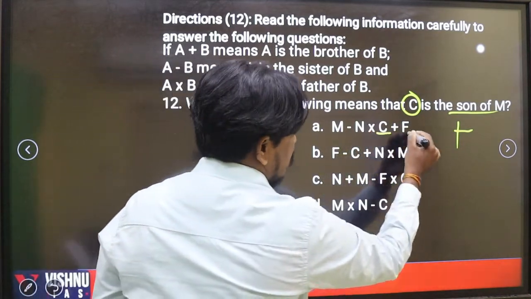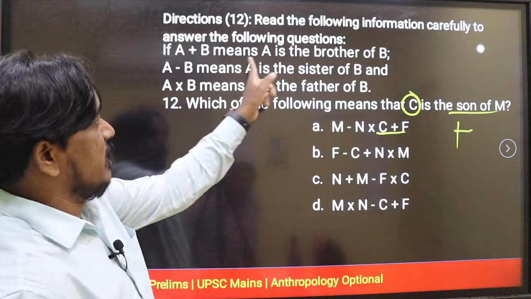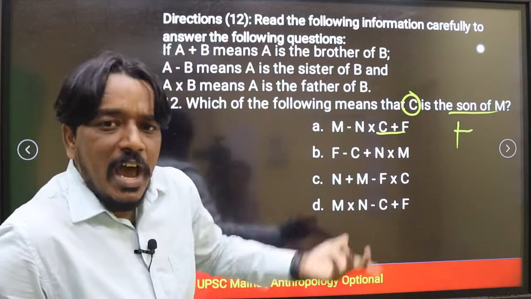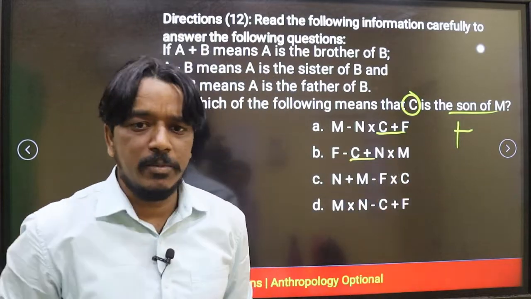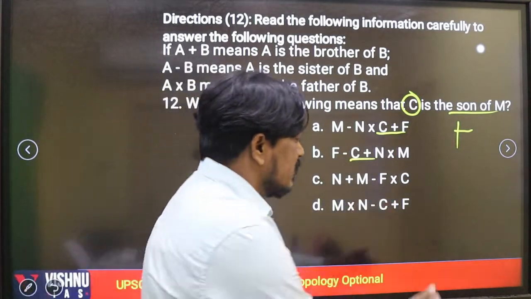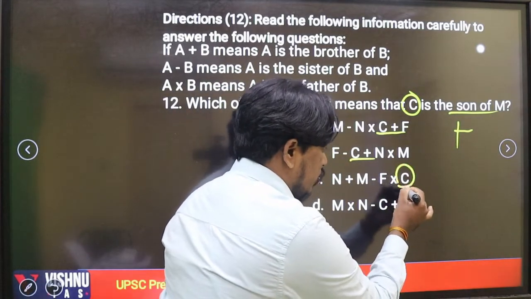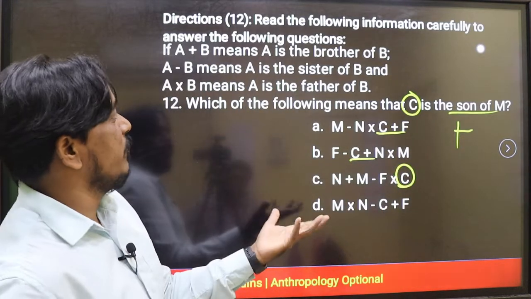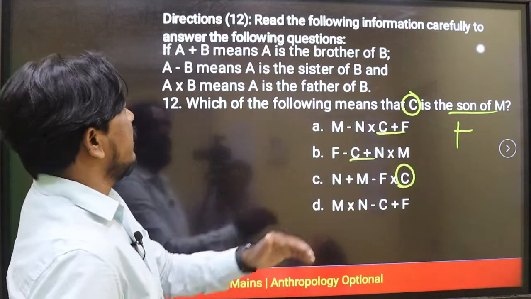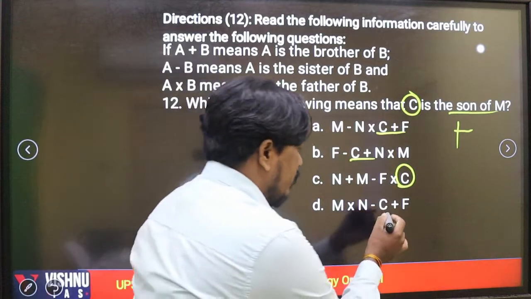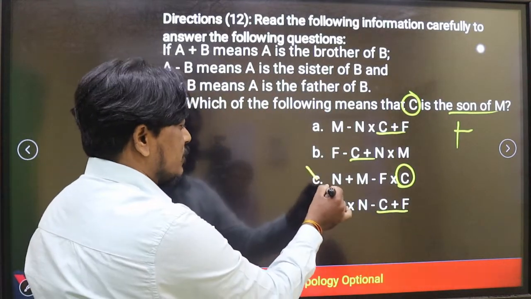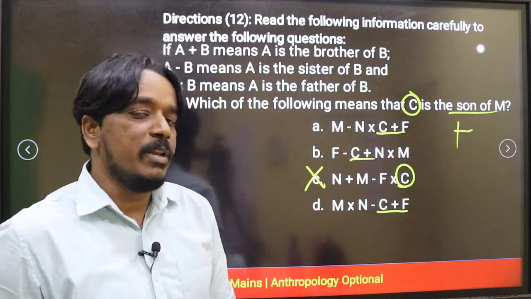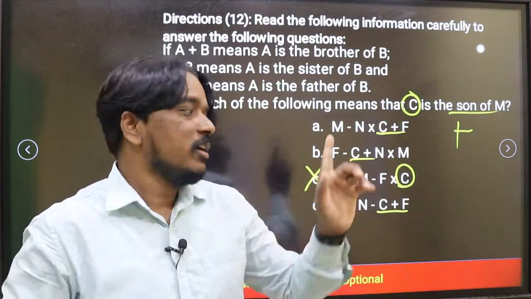Now observe this plus symbol. Plus symbol means a brother. So there is a chance, we cannot eliminate. Here also plus is there, again we cannot eliminate. Now let's see, C is in the last place. Mostly you can eliminate this, because we don't know the gender of this particular person. Directly you can eliminate that. And again here plus is there. If you observe, except for C, we cannot eliminate any option from this particular data.